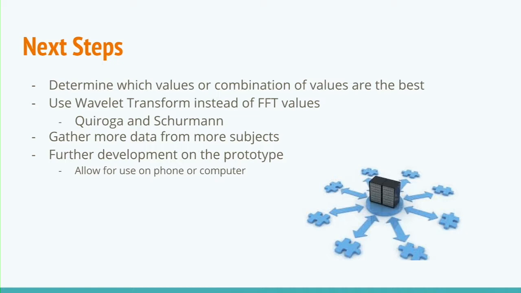As I mentioned earlier, I wanted to determine which values or combination of values are the best. And I want to see what happens if I switch over from FFT to the wavelet transform that Kierkegaard and Sherman said was the best combination for brain waves. I also just want to gather more data from more subjects. I had about 10 or 15 subjects I had to throw out because the headband ended up moving, and there were just a lot of issues with the data. It was like, that's not really their brain wave. And I also want to further development more.